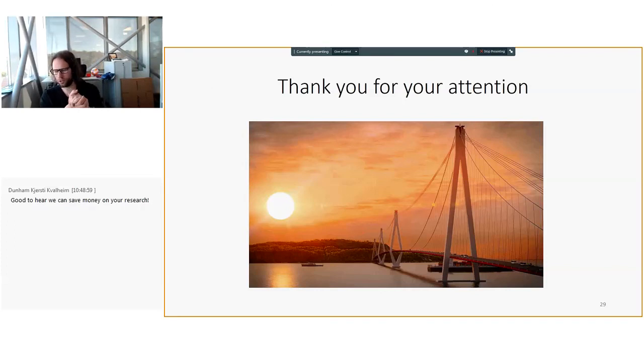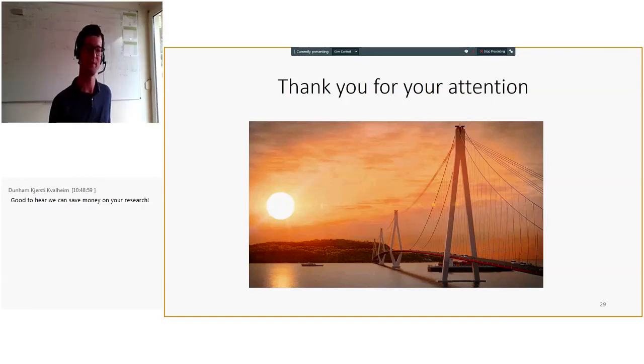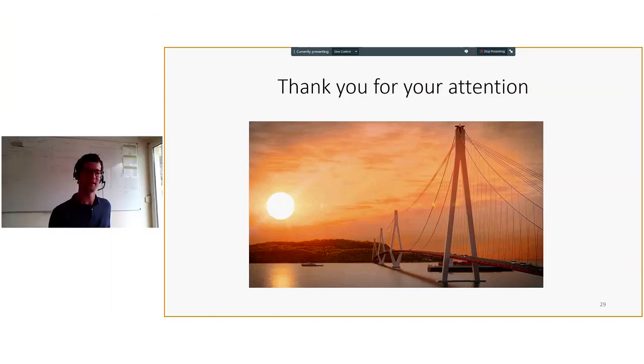Well, Cheshire just announced that it's good to hear that we can save money on your research. And I'm also very glad of that. Yeah, I think this is the purpose of research in the industry, that you can save money. I think that's a good result of the work of different groups together.